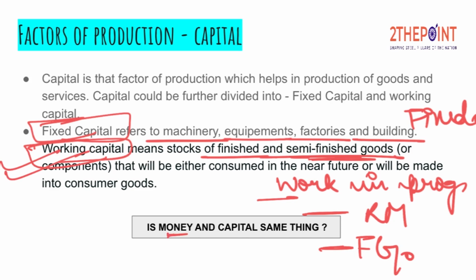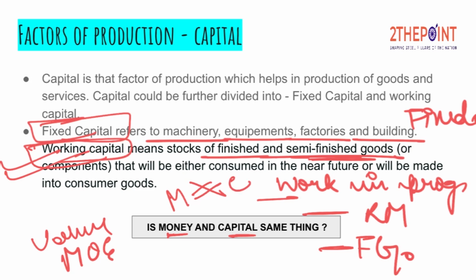Now comes the most important question. Are money and capital the same thing? The answer is no. Money is basically an expression of value, a medium of exchange. Money is not capable of producing anything on its own. It enables you to buy certain things which will further help you to produce the products, but by itself it cannot produce anything. So hereby we can conclude money does not equal capital.